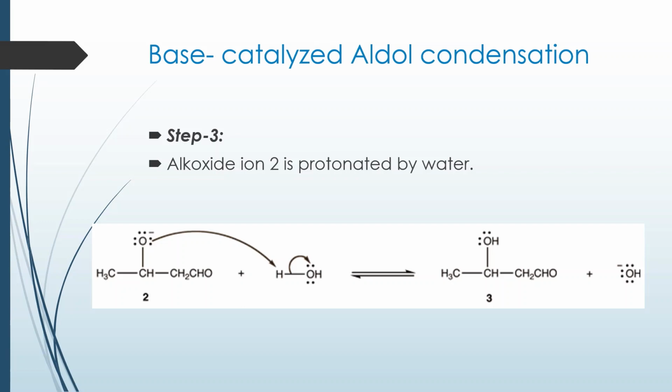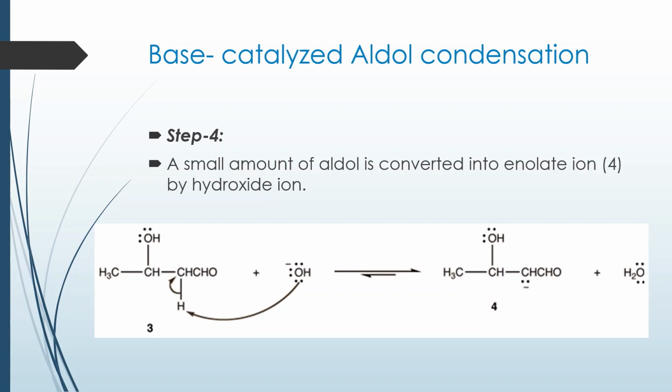In the third step, the alkoxide ion, which we have got in step 2, is protonated by water. How it is protonated is shown here. This is a water molecule. It has a proton, and this is an alkoxide ion which we have got in step 2. This alkoxide ion, that O negative, abstracts this proton from the water molecule and it gets protonated here in this step 3.